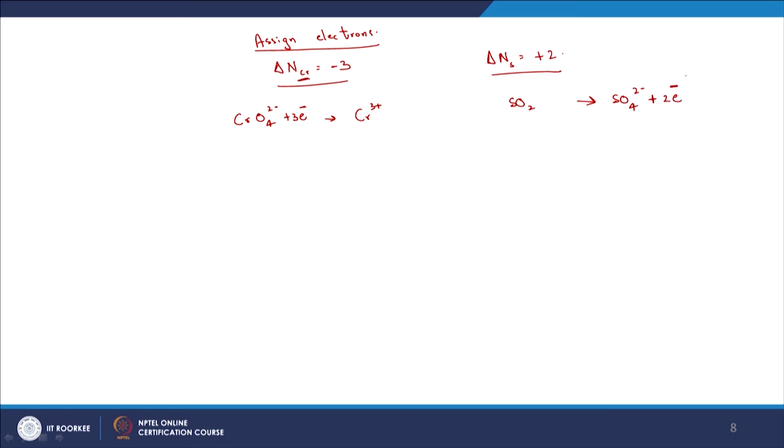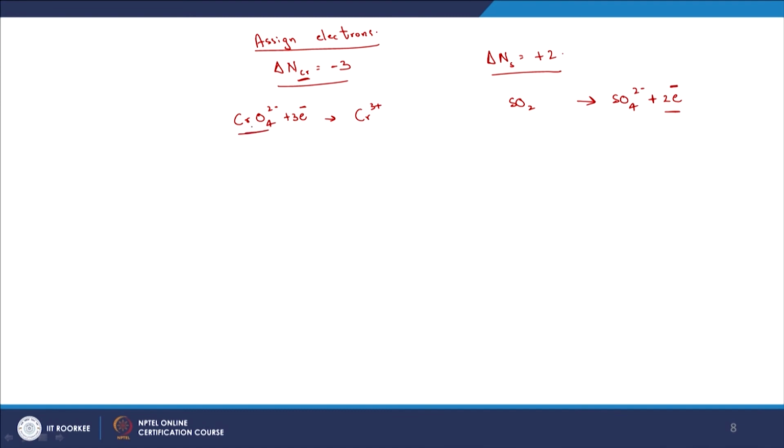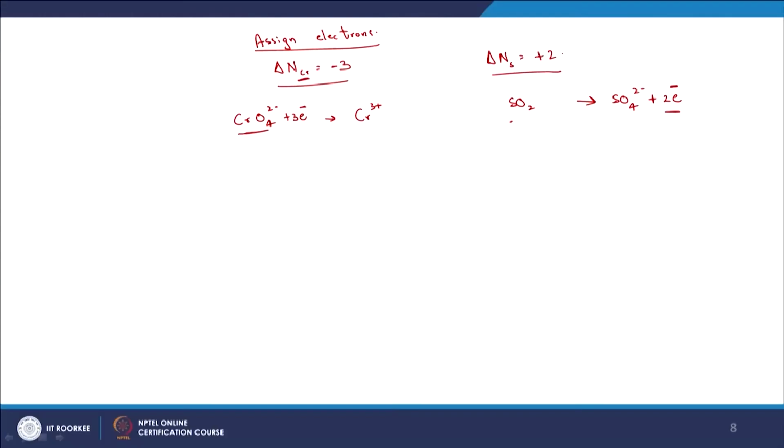And obviously what do we see here? Sulfur dioxide here is the reducing agent because it's donating the electrons, and that's what you see. And CrO4 2- is the oxidizing agent because it's accepting the electrons, or it itself is being reduced, right? So that's what you see here. So SO2 is the reducing agent, which is reducing CrO4 2-, right? So that's what you see here. So here we have assigned the relevant electrons, and then we need to balance the elements and charge, right?